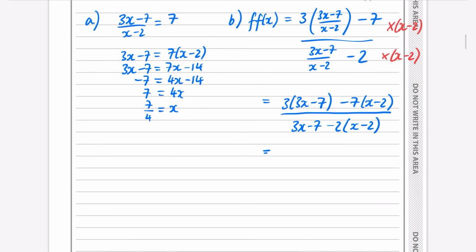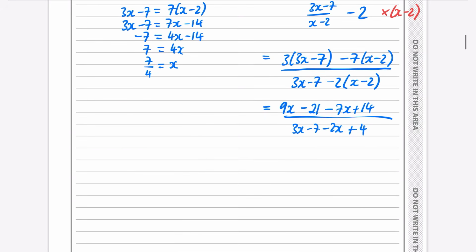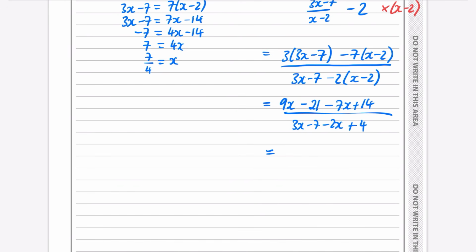So I'm just going to do some expanding and tidying up. That's 9x - 21, not 63, minus 7x plus 14. And then the denominator is going to be 3x - 7 - 2x + 4. Be very careful that it is plus 4 for that one. So we're now just going to continue. The numerator simplifies to 2x - 7, and the denominator is going to simplify to x - 3.